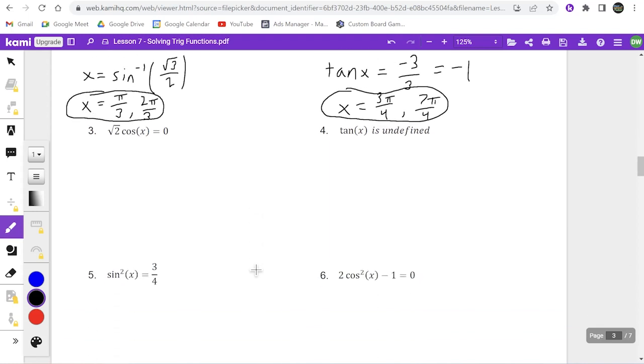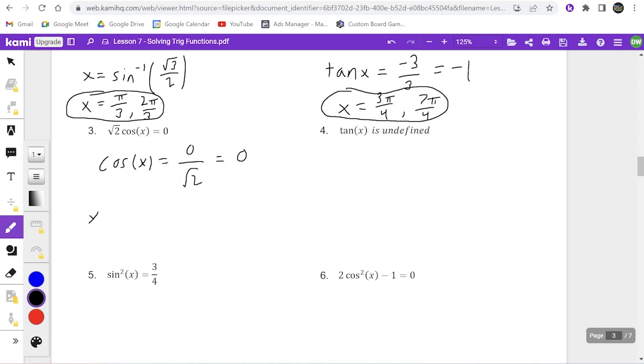Okay, next, number 3. We have root 2 cosine x equals 0. So for this one, I just divide both sides by root 2. So cosine x equals 0 divided by root 2. And this is confusing, right? But hopefully you know that this is just 0 because 0 divided by anything is just 0. Remember, this is not undefined. Undefined is when the 0 is in the denominator. This is just 0 because it's in the numerator.